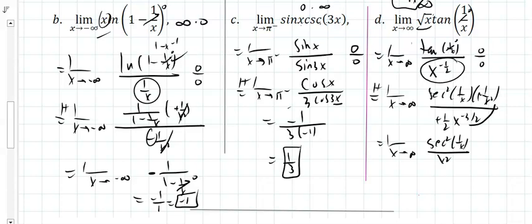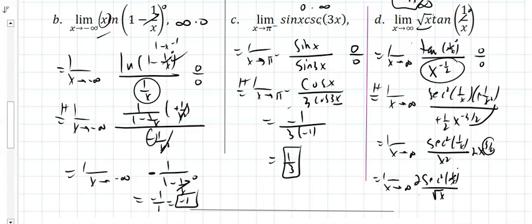I'm going to move this up, right? So that's going to become x to the 3/2 times 2. That is the limit as x approaches infinity of the secant squared of 1 over x. And this here is going to be a 2. 3/2, that's going to be square root of x.